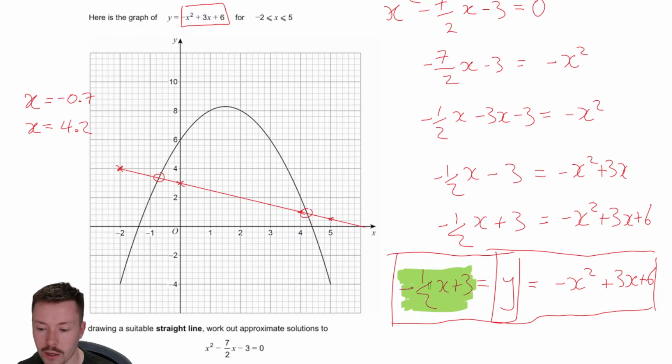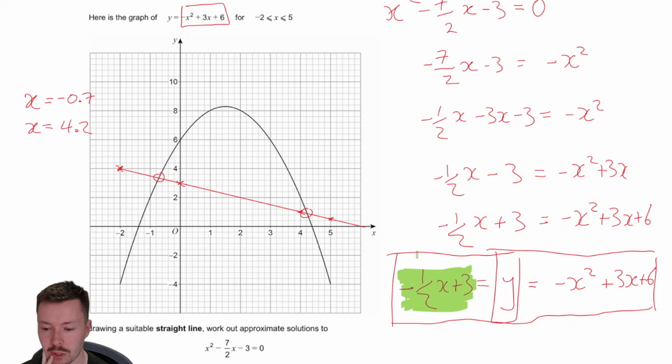So minus 2 into here, minus a half times minus 2 is 2. Wait a second, let me do that again. I was confusing myself then. Minus a half times minus 2 is 1. Half the 2 is 1. Two negatives make a positive. 1 add 3 is 4. Okay. 5 times minus a half is minus 2.5. Add 3 is about 1.5.